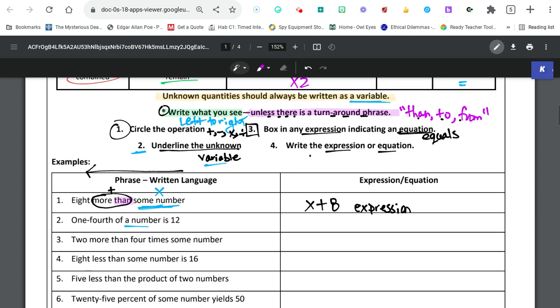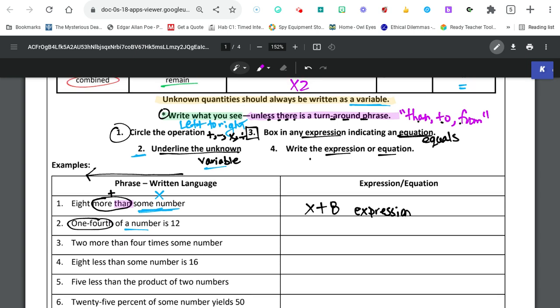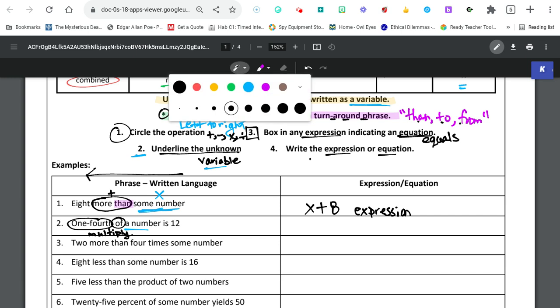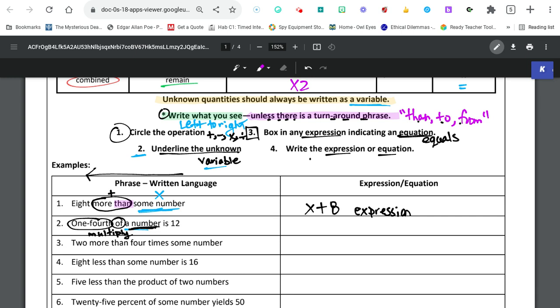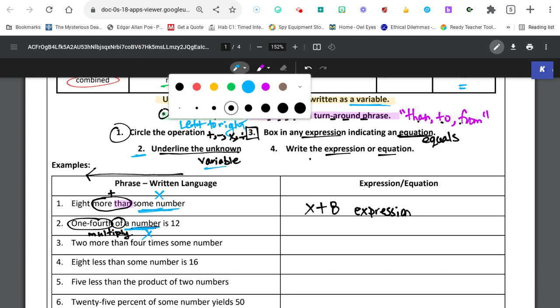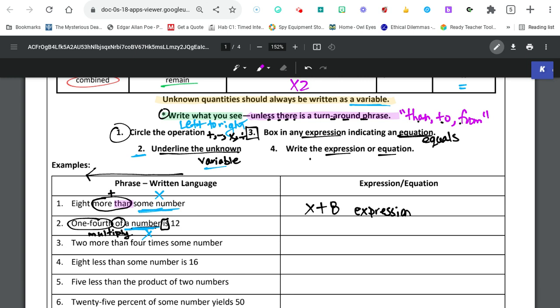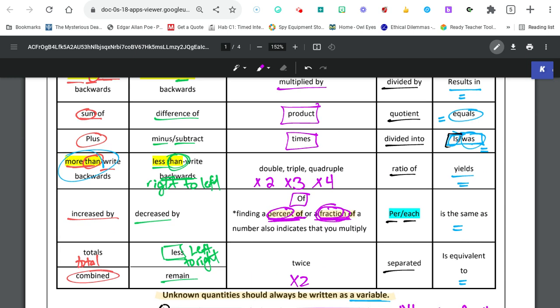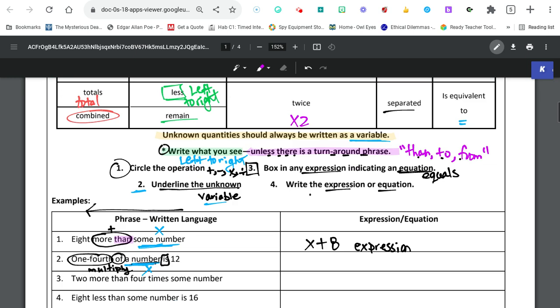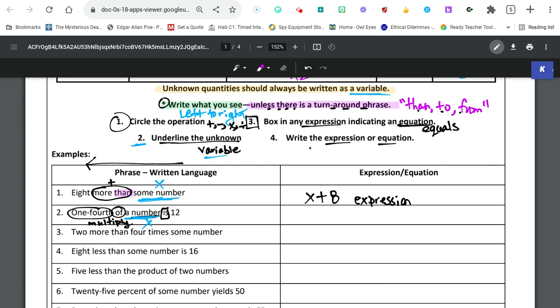All right. Number 2, 1/4 of. Well, 1/4 is a fraction, and it's a fraction of. So I already know that means multiply. Okay. And then a number. Well, I don't know what that number is. 1/4 of a number is 12. So that's going to be my variable. All right. And it says box in any expression that means equal. So is means equal. Here it is right here. Is equal. Okay. And it equals 12.